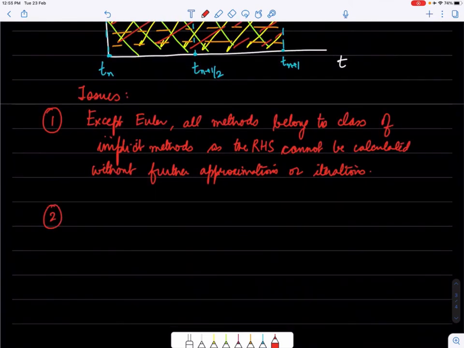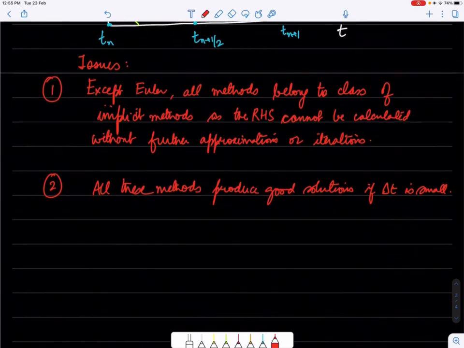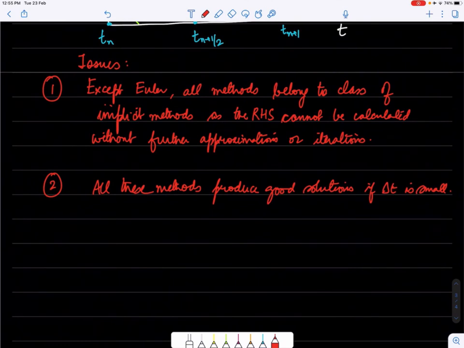Second thing is, all these methods produce good solutions if delta t is small. However, it is important to analyze the behavior of a method when step size is large to understand stability. It's important that we understand that stability is very strongly dependent on the step size, and of course we cannot keep making delta t as small as possible because that is not ideal in terms of computational cost.